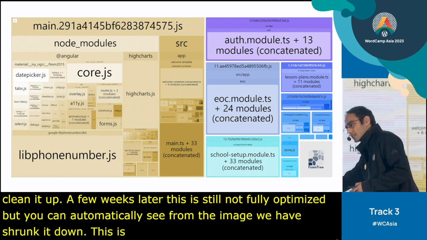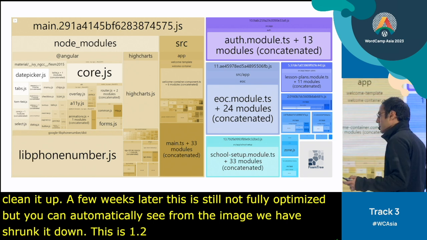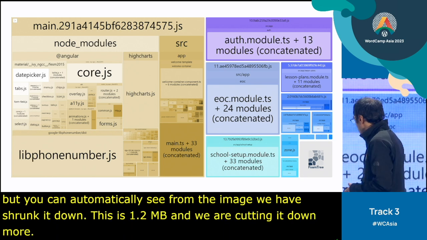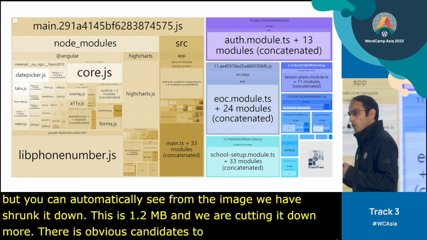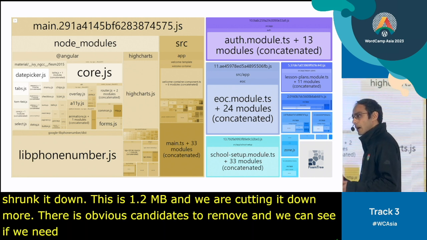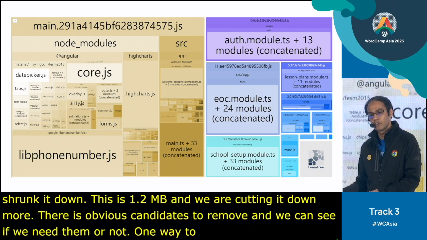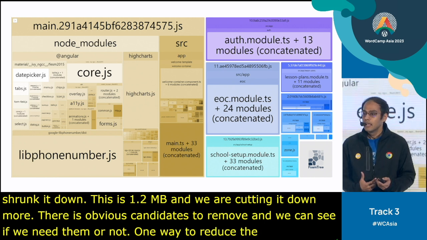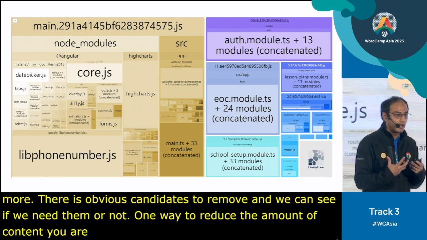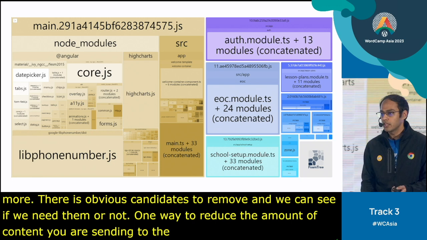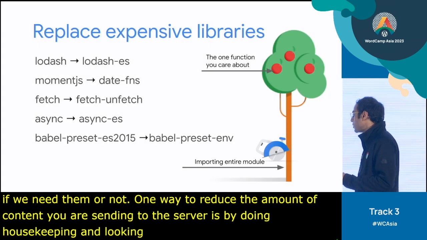There are some pretty obvious candidates to remove that we can see if we need them or not. So one way to reduce the amount of content that you're sending to the client is by doing housekeeping, by looking at what consists of the bundle, of the code that you have, and removing stuff that you no longer need.